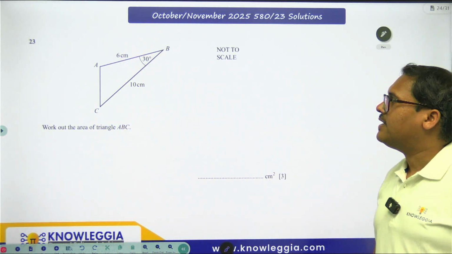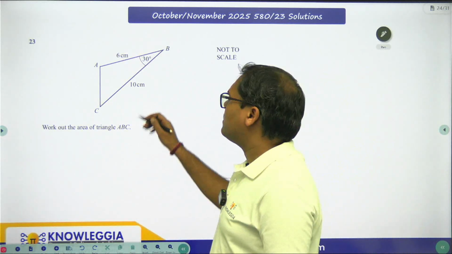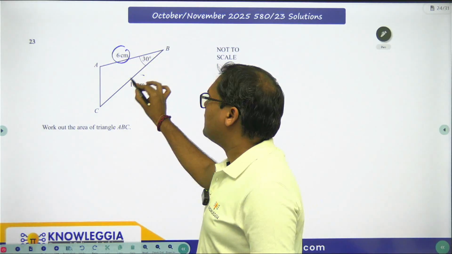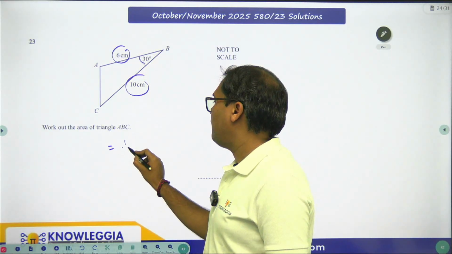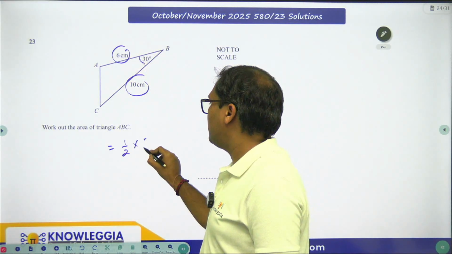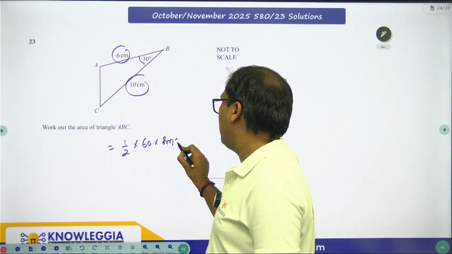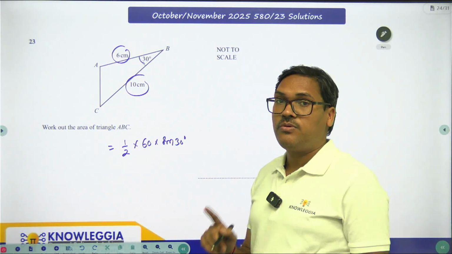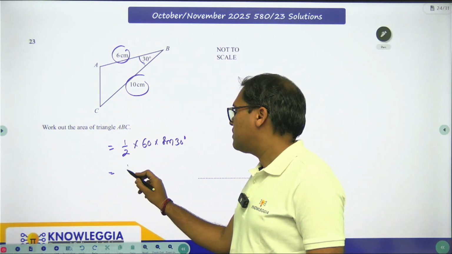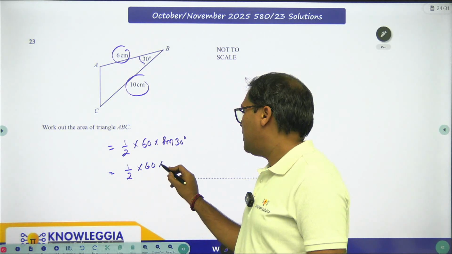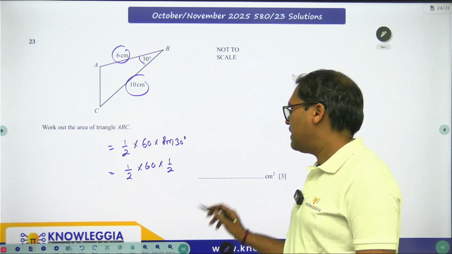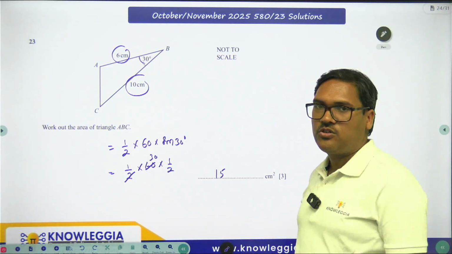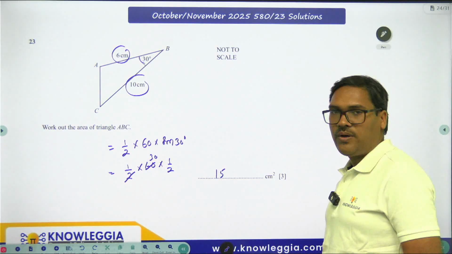Next question. Find the area of this triangle. A pretty easy question. What is the area of a triangle whose sides are given to you? Two sides are given to you and the angle between them. This is equal to half the product of these two sides, that is 60 into sine 30 degrees. Now we know that sine 30 degrees is equal to 1 by 2. You need to remember the table of exact values. So this is 1 by 2 into 60 into 1 upon 2. We can clearly see this is equal to 15. This will become 30, and 30 divided by 2, that is 15. So what is the area? 15 centimeter square. That is the answer.